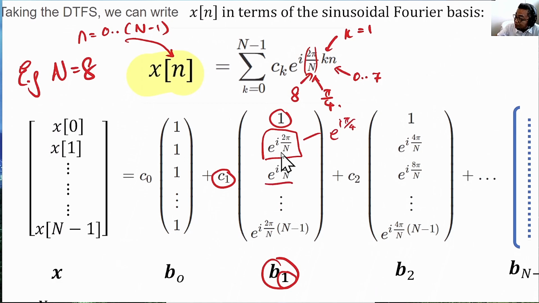This one times 2, that's why it's pi over 4 times 2, which is pi over 2. I mean, we are using N equal to 8 now. So you can now work out the different columns and different values.